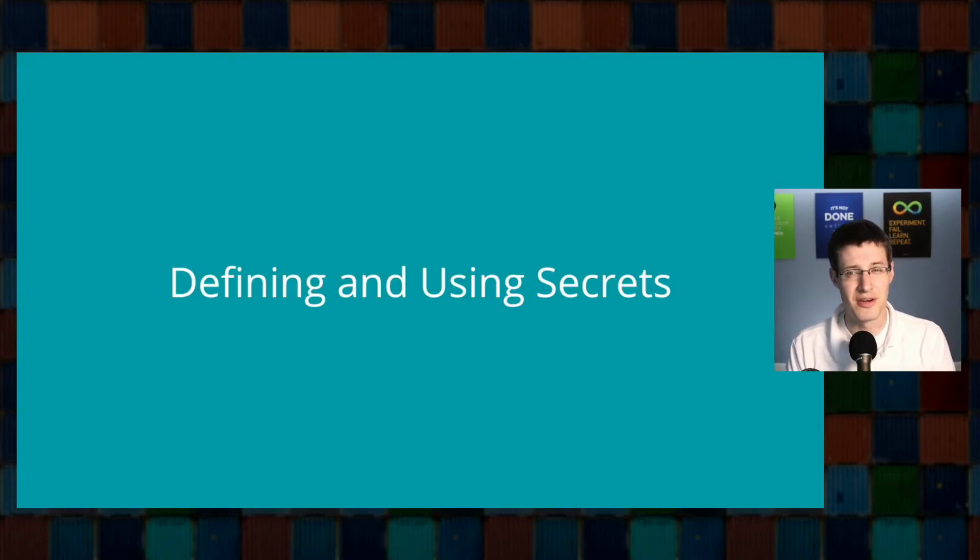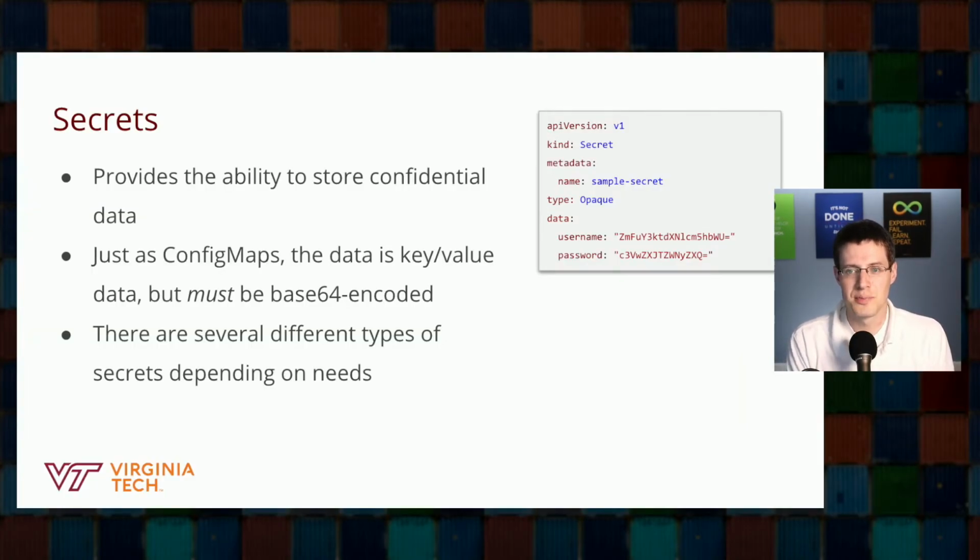Now, so let's talk about secrets. Secrets look and feel very similar to config maps. There's only just a few small little changes. Okay, so secrets provide the ability to store confidential data. Okay, so you're going to want to use secrets to store anything that needs protection, so like API keys or database credentials, or really anything that should be protected. Okay, just as config maps, they leverage a data key and then key value pairs.